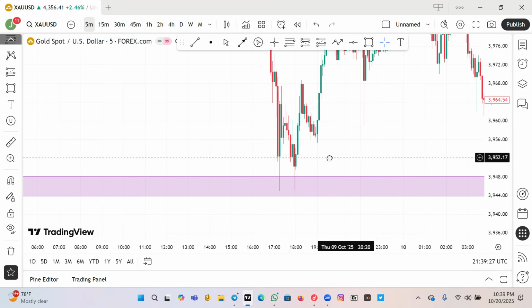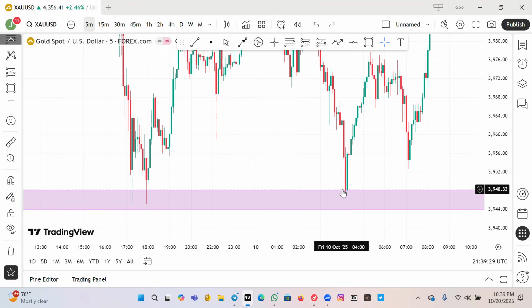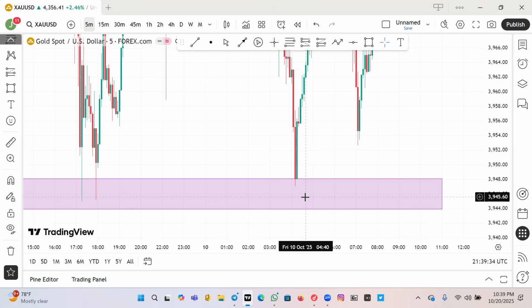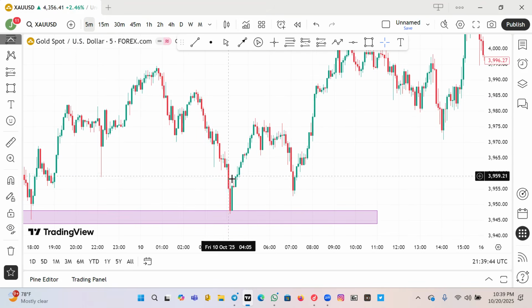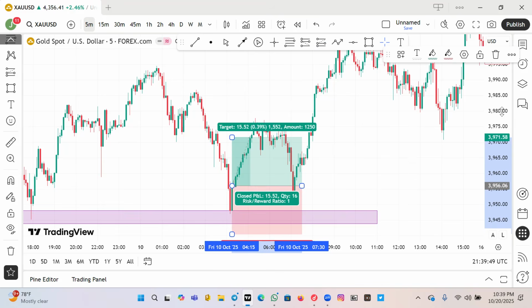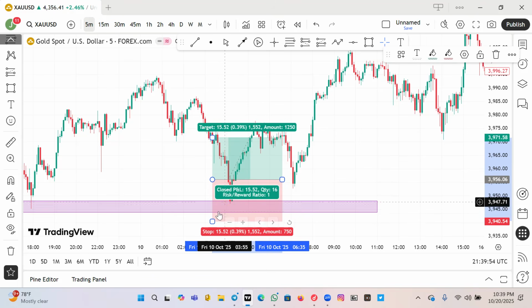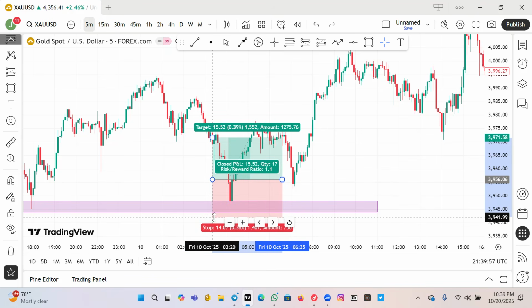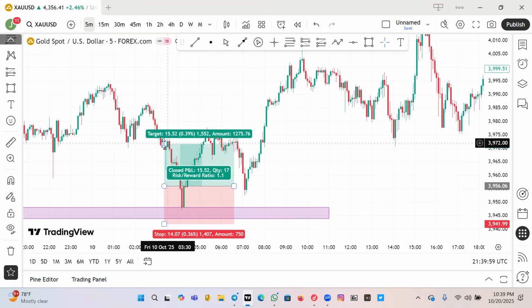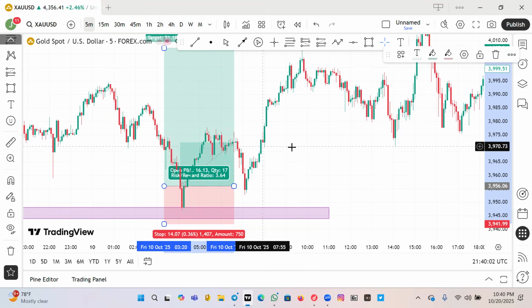before taking it. So look, it happened here. Perfect. Look at it, it entered into my zone just a little with his body. Then he pushed up to form this engulfed candle. So I would have taken my trade from here. After this engulfed candle, my stop loss will be a little below my zone. Look at, a little below my zone, then push to the upside.